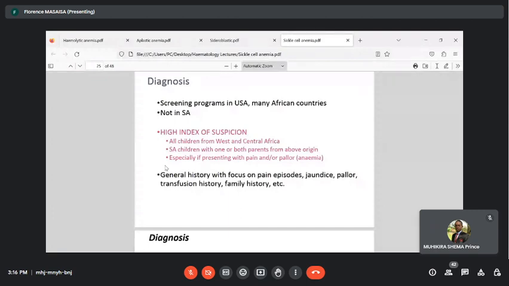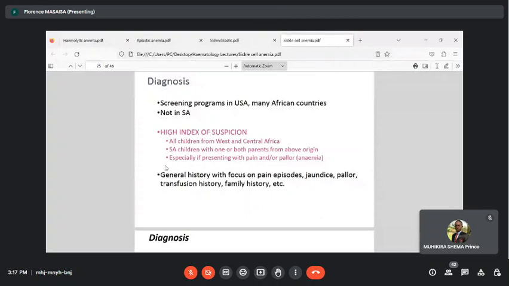So a high index of suspicion is usually for people coming from West and Central Africa, Nigeria, Angola, and so on. Children with one of the parents from those regions, the patients presenting with pain, pallor, and anemia. So how do you get the history? You ask the mother if there is a history of blood transfusion in the past, if there is a history of joint pain and bony pain in the past. So that's how you make the diagnosis, and the history should be focusing on the transfusion history.